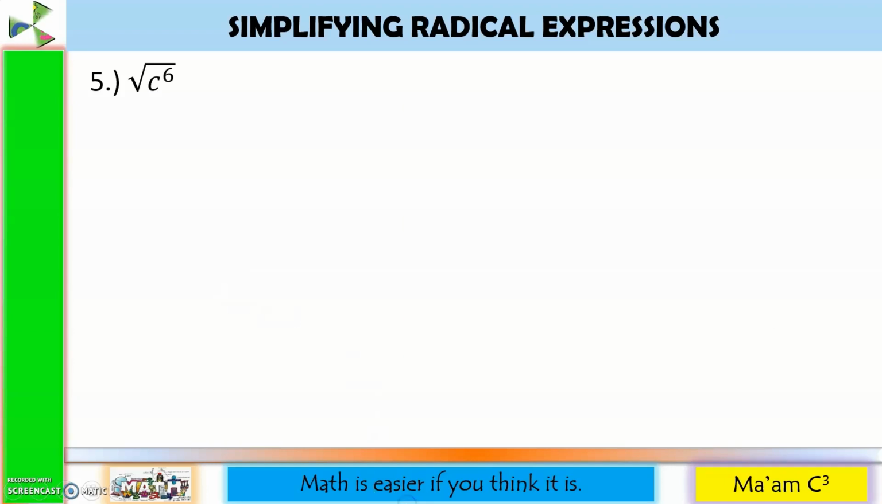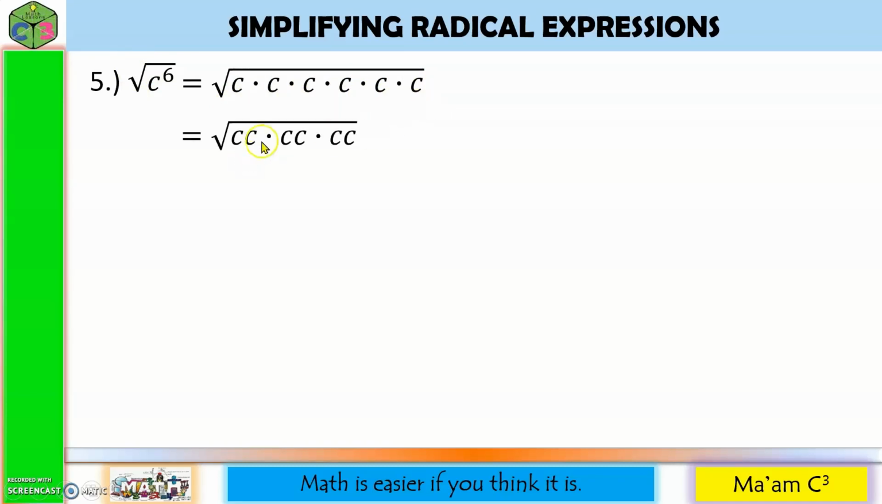Let us have some more examples. A square root of c to the 6. This time we have a variable. So what does c to the 6 mean? This means multiplying c by itself 6 times. So this is equivalent to the square root of c times c times c times c times c times c. Since we are looking for a square root, the index here is 2, so we are going to group this by 2s. So this will be cc times cc times cc. Now, how many groups did we form? 1, 2, 3. Therefore, the answer to this is c to the third power, or c cubed.